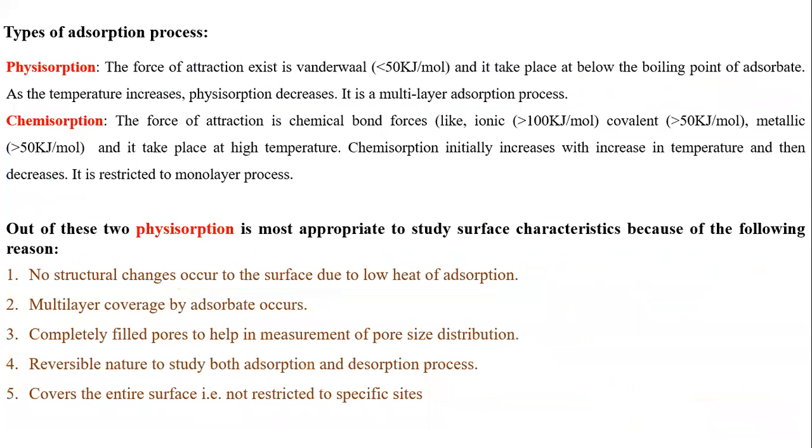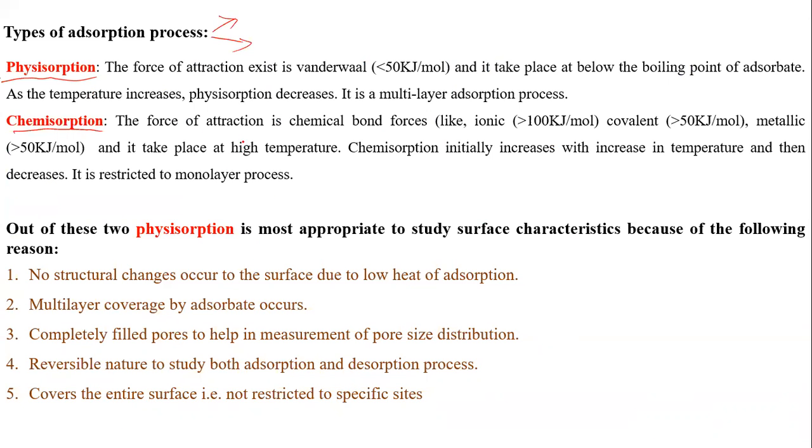Now, moving on, the adsorption process is of two types. So this adsorption can occur in two ways. The very important one is physisorption, which we have already studied in the lower class as well. The second is chemisorption. So these two processes are very important.